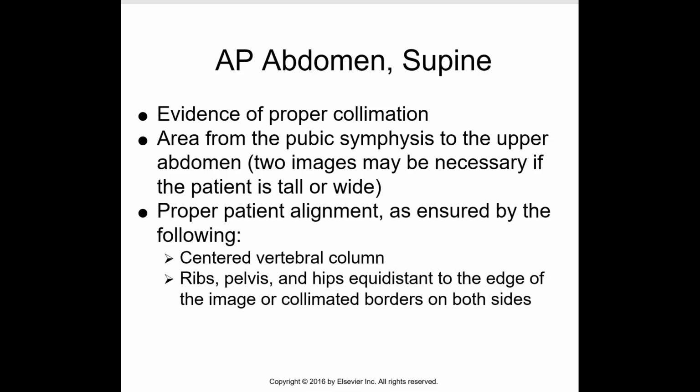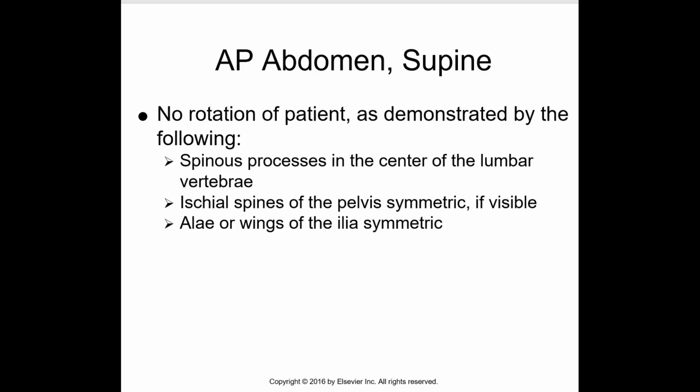And proper patient alignment is ensured by the following: the vertebral column centered, the ribs, pelvis, and hips equidistant to the edge of the image or collimated borders on both sides. And for the supine, there's no rotation of the patient as demonstrated by the spinous processes in the center of the lumbar vertebrae, the ischial spines of the pelvis symmetric if visible, and the ala or wings of the ilia also symmetric.